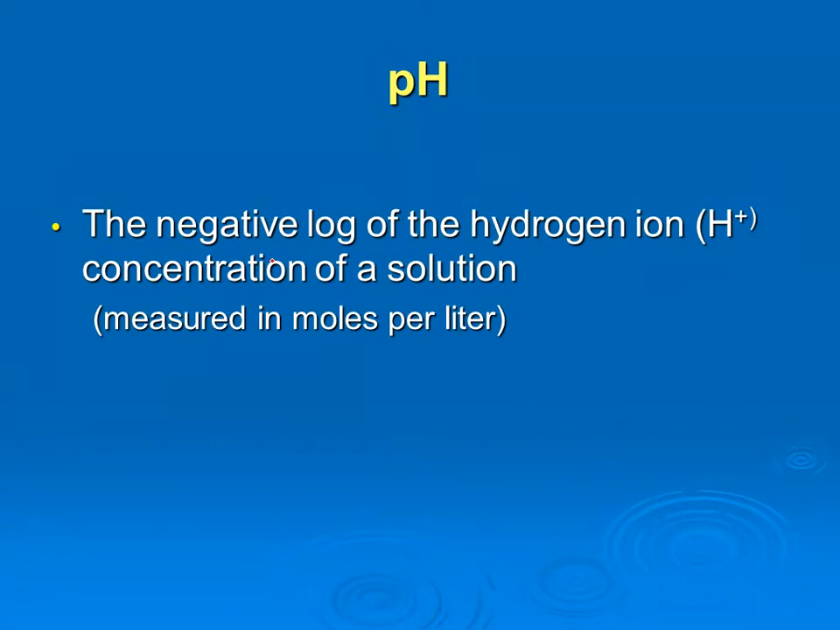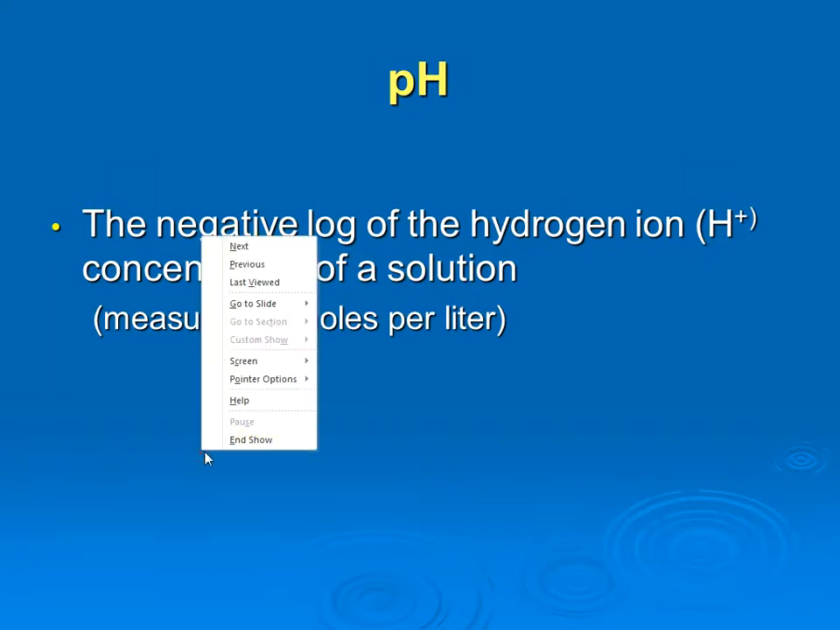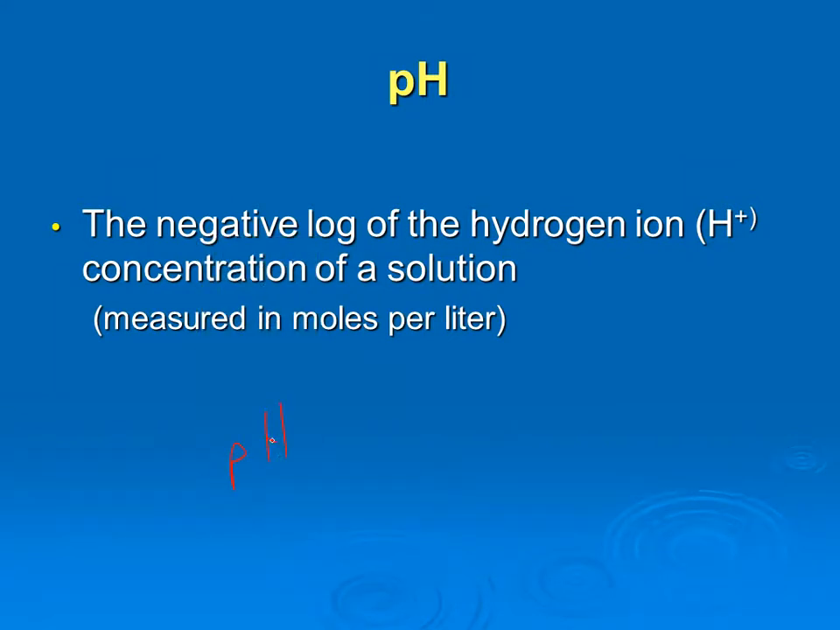So let's look at pH. pH is the negative log of the hydrogen ion concentration of a solution. If you write that as a formula, pH is equal to the negative log of the concentration of hydrogen in a solution. It's a negative log, so as you have more and more hydrogen ions, the pH becomes more acidic and the number starts to go down.